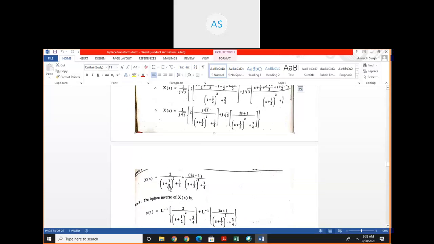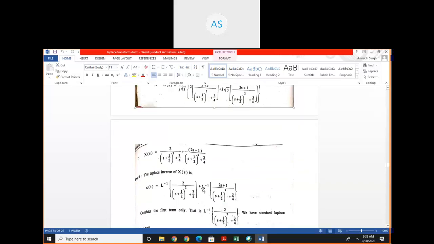And this is cancelled by this. So we can write X(s) is equal to 2 divided by (s plus half) whole square plus 3 by 4. Similarly, this term is also written as (2s plus 1) divided by (s plus half) whole square plus 3 by 4. Then take the inverse Laplace transform of this.